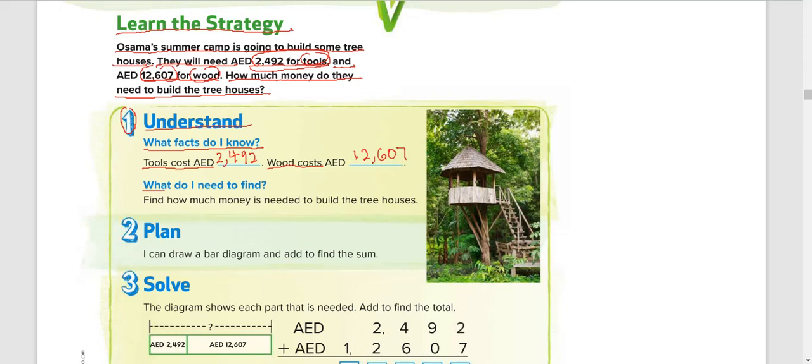Next, what do I need to find? Checking this, the last sentence says how much money do they need? So you want to find how much money is needed to build the tree houses. So step number 2, plan. I can draw a bar diagram and add to find the sum. The use of the bar diagram is going to help you to quantify the numbers.